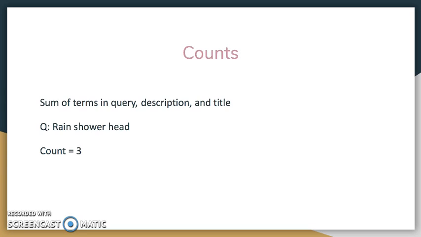Another one was just the counts, which is the sum of the terms in the query, description, and titles. So, rain shower head, that has 3 words in it, 3 terms. Its count is 3. This is essentially the length.